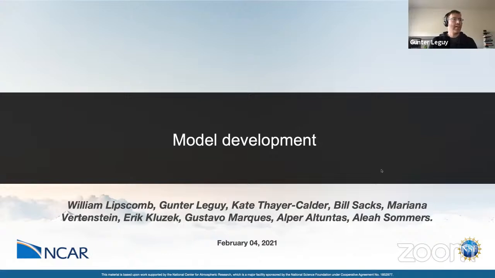Good morning, everybody. It's going to be a very quick talk where I'm going to mention some model development that the latest version of CESM is going to look like. And this model development was made possible by a lot of people: Bill Lipscomb, myself, Kate Calder, Bill Sachs, Mariana Vertenstein, Eric Kluzik, Gustavo Marquez, Alper Tuntas, Alia Summers, and many others.